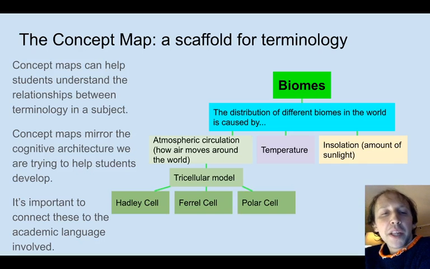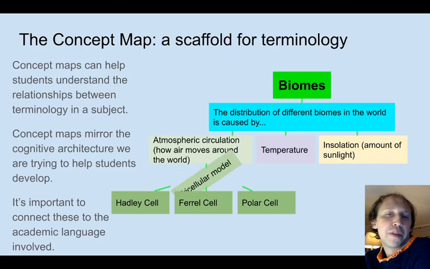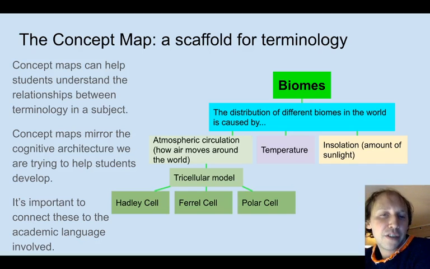Now, one of the best things that we can do once we have this concept map is to take one term and relate it to another. So after we've explored this concept map, I might ask the student, tell me about the tricellular model. And so I could guide the student, or the student could work towards being able to explain how the tricellular model helps us explain atmospheric circulation, which in turn helps us understand why biomes appear in different places on the Earth.